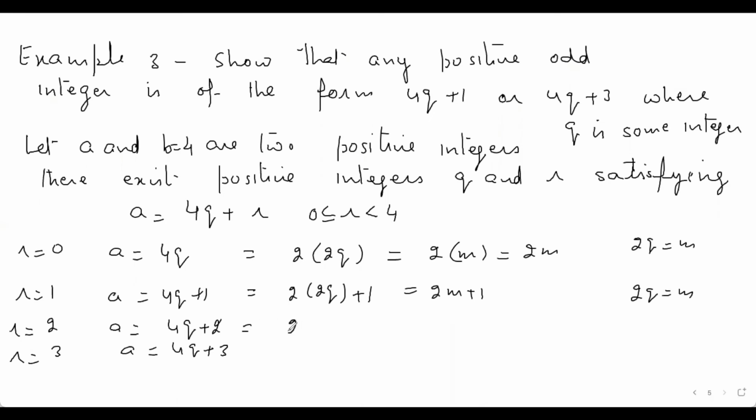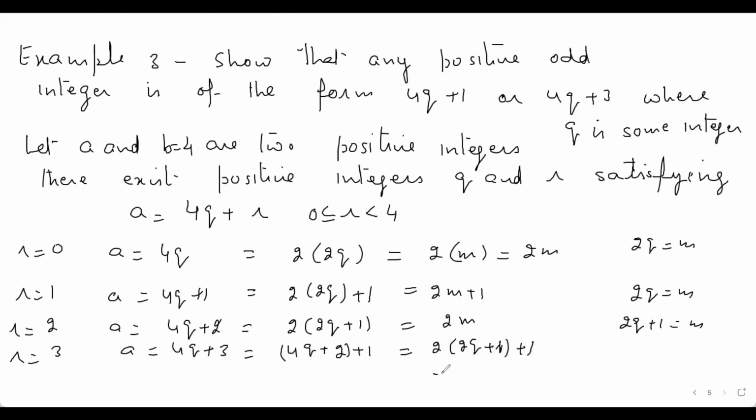Similarly, take 2 common here. So this is 2Q plus 1 in the bracket. If I take 2Q plus 1 as M, so this is 2M. Again, this number can be written as 2M. So this is an even number. And for the number 4Q plus 3, bifurcate 3 as 2 plus 1. Take 2 common from this bracket. So you will have 2Q plus 1, plus 1. This is 2M plus 1. Here I have taken 2Q plus 1 as M. So 2M plus 1 is an odd number. It means 4Q plus 3 is an odd number.